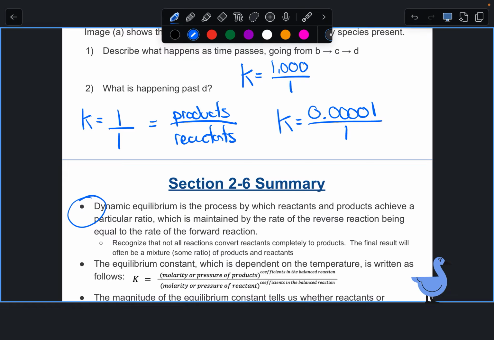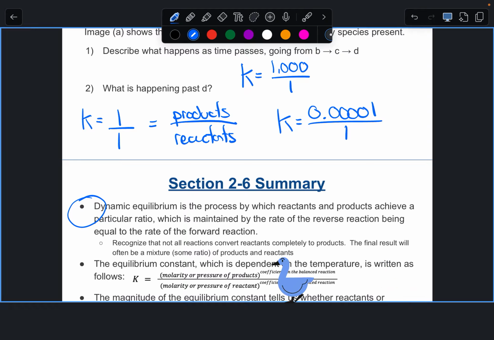So the size of the K, basically how far away it is from 1. 1 would be balanced. A bigger number is going to be more products to less reactants, and a smaller number is going to be more reactants, less products.